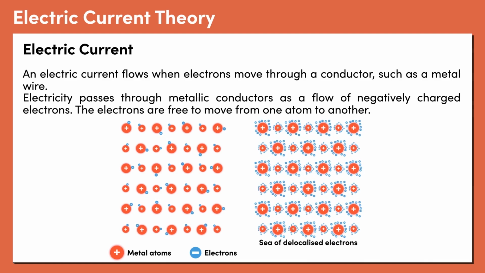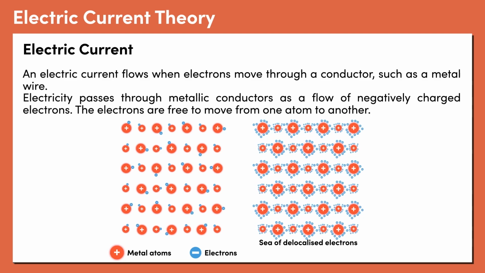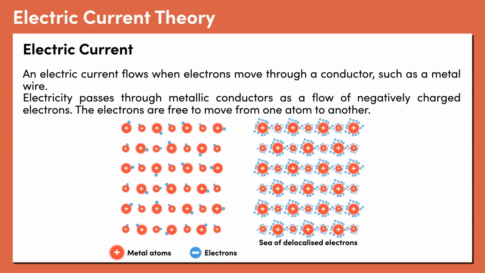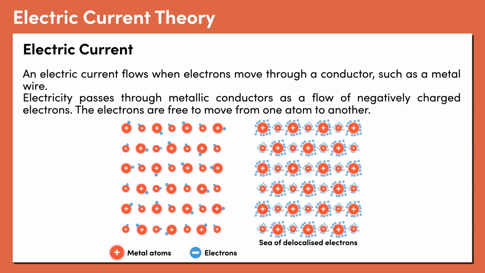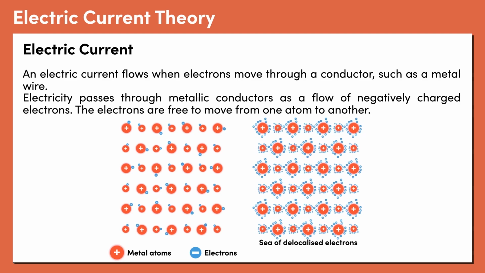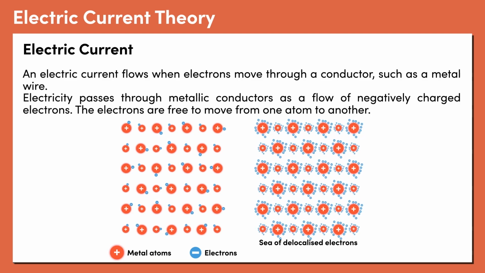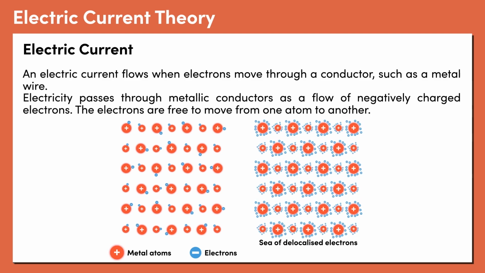Current was originally defined as the flow of charge from positive to negative. Scientists later discovered that current is actually the flow of negatively charged electrons from negative to positive.